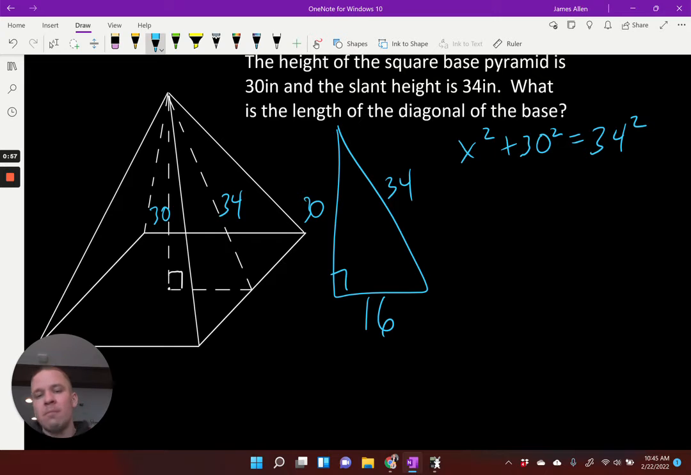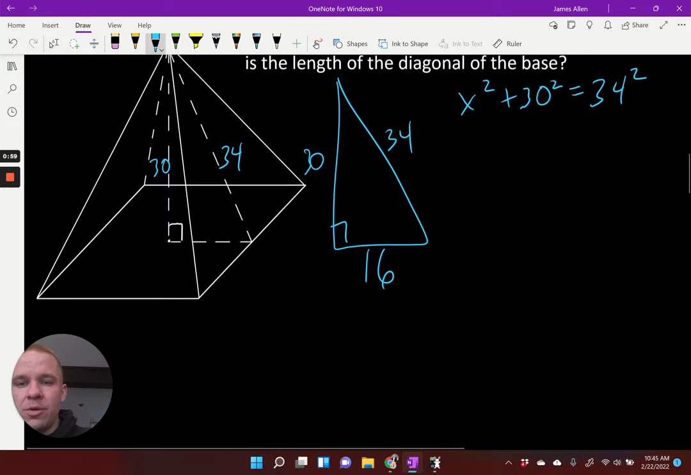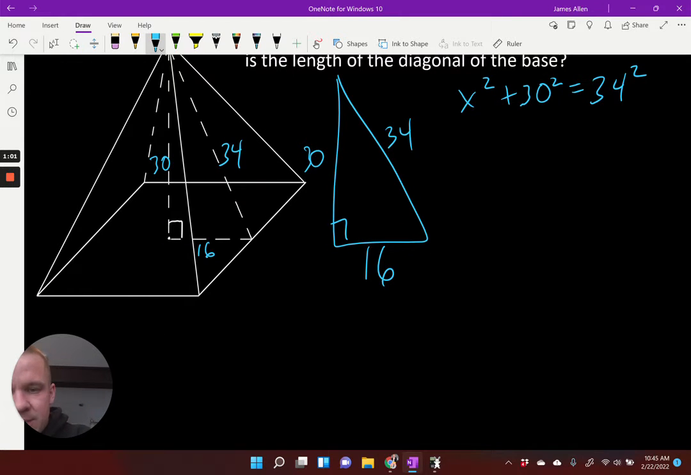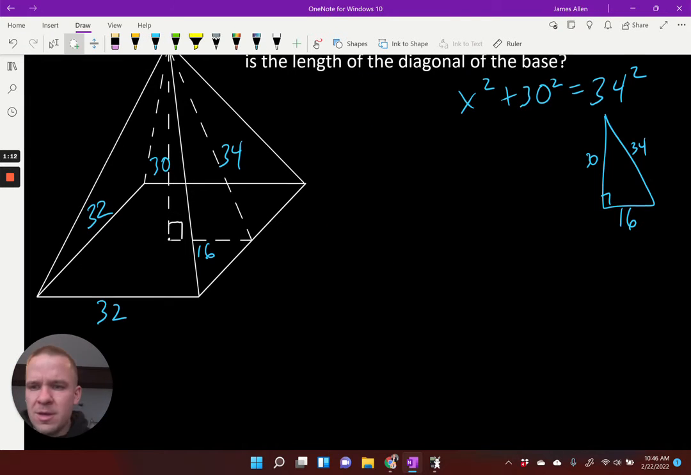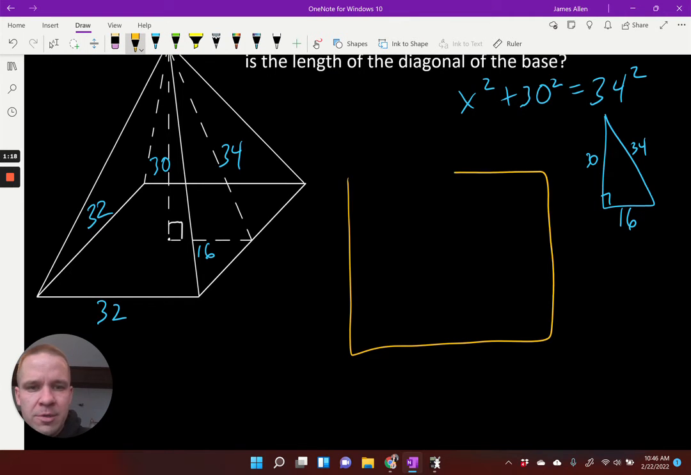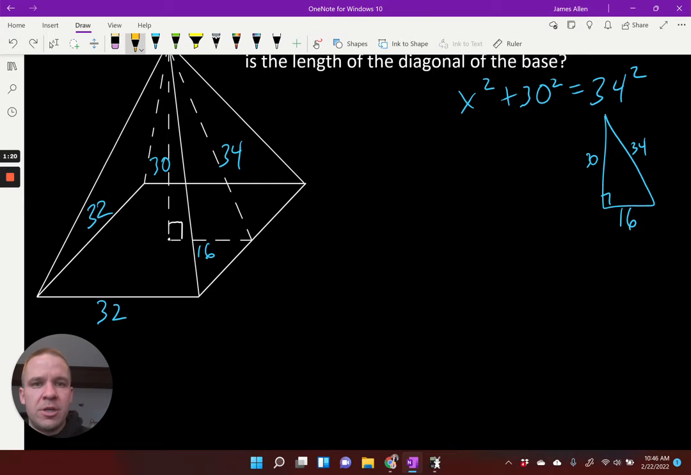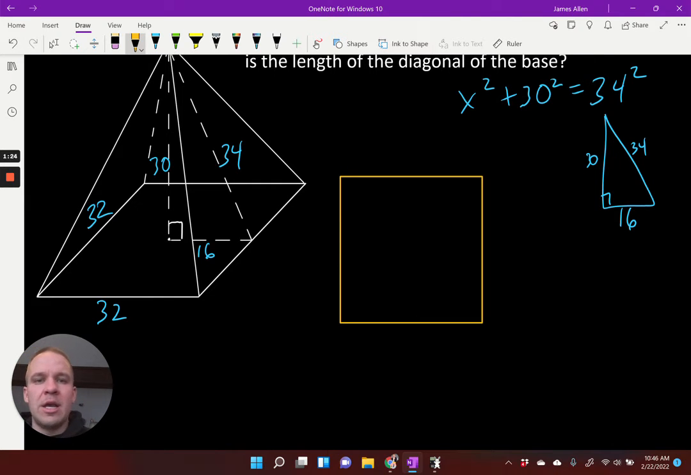All right, moving on. So now I've got this right here is 16. Well, that would make the entire side of this square base pyramid 32. So that's 32 and 32. So maybe I draw this up now, give myself a little more room, and let's go with a different color. How about yellow? So if I take my square base and straighten it out, and actually, I'm going to ink to shape. Boom. Love it.